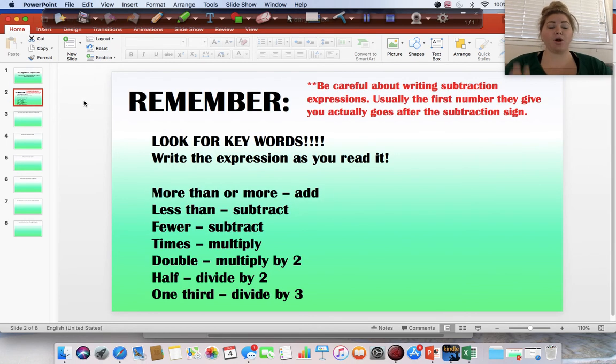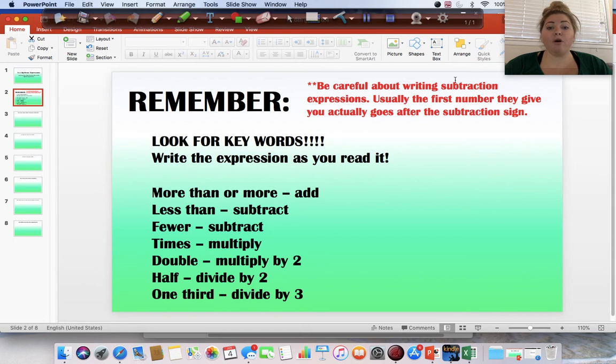Okay, remember and write all of this down. Yes, all of it. Okay, look for keywords. Write the expression as you read it. More than or more means to add something. Less than means to subtract. Fewer means to subtract. Times means to multiply. Double means to multiply by 2. Half means to divide by 2. And 1/3 means to divide by 3.